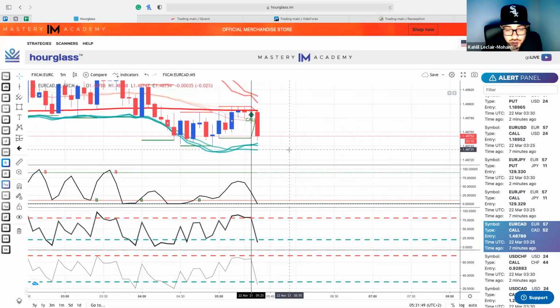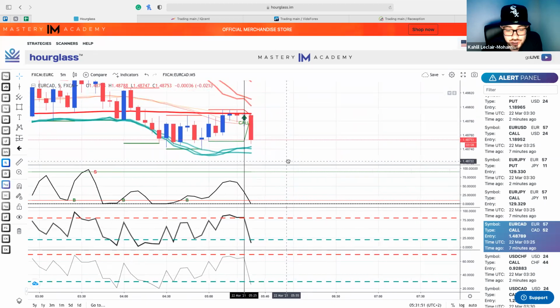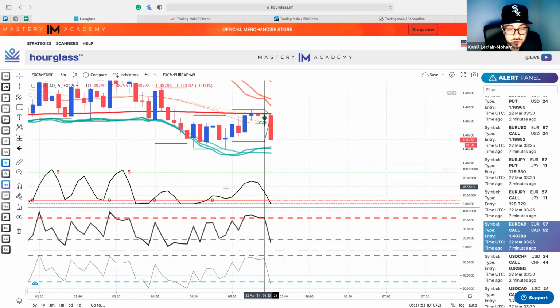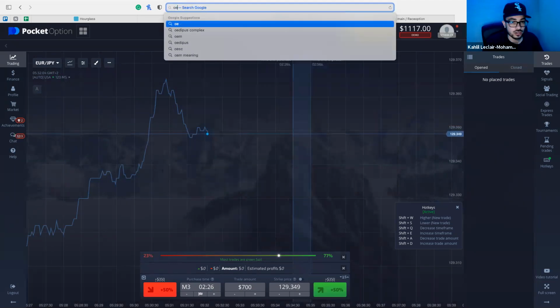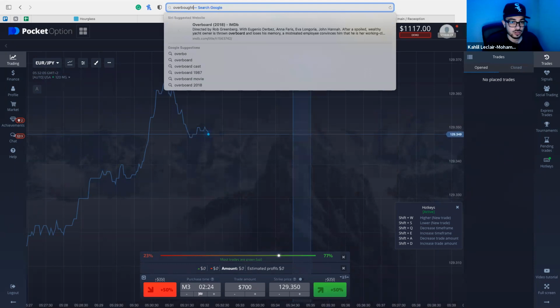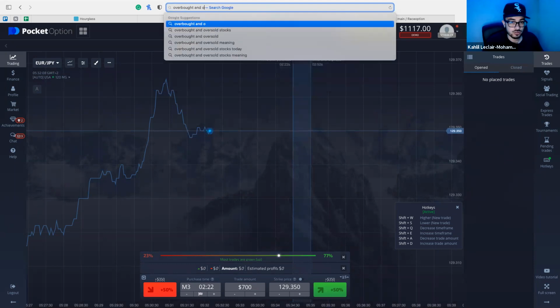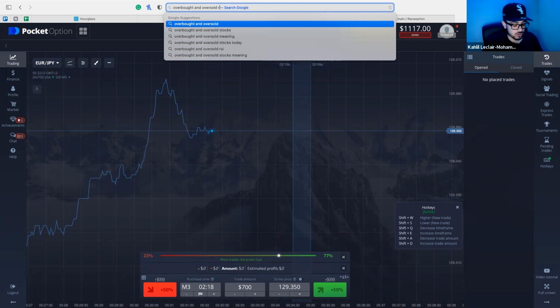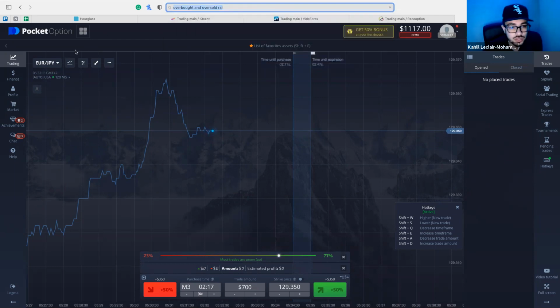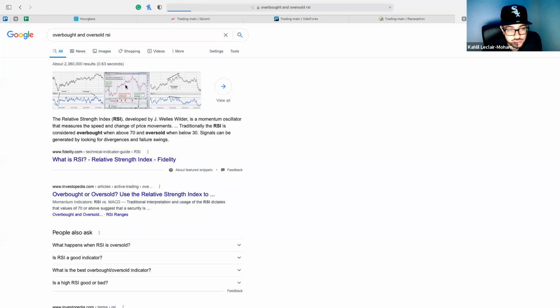Now, the goal is to make you guys efficient traders. So how do we do that? We must learn how to read the information that is being told right here. So I'm just going to go ahead and show you guys a visual example: overbought, oversold. I just want to give you a visual representation of what this looks like.